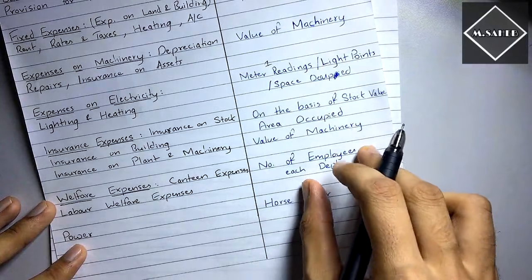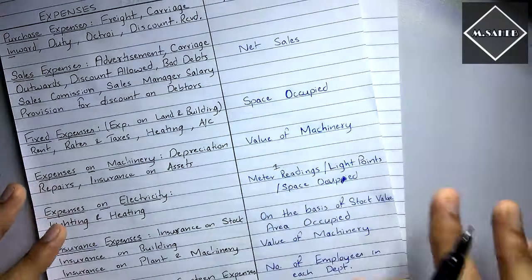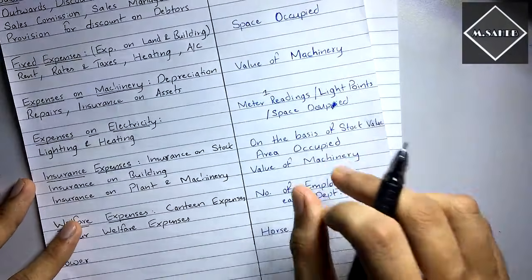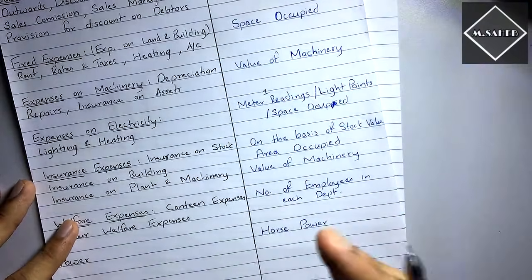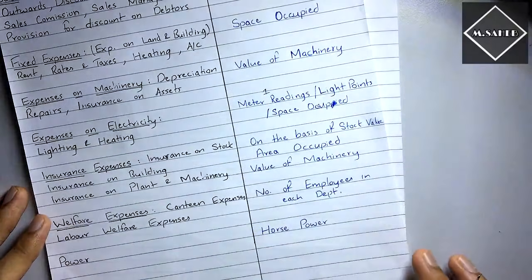Now this will be given to you. Most of these information will be given to you. You don't have to find anything. Meter readings will be provided, light points will be provided, space occupied will be provided. So all these will be provided to you. Number of employees in each department will be provided to you. You just have to find out the ratio and distribute the expenses.